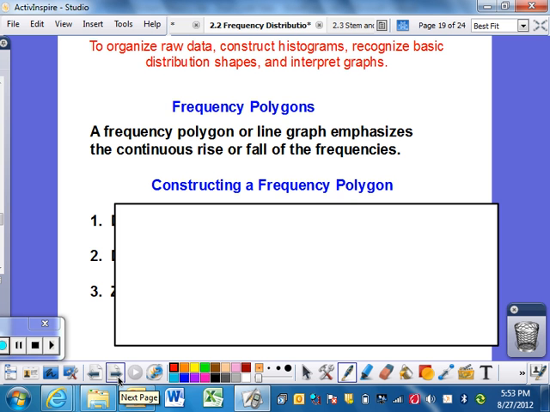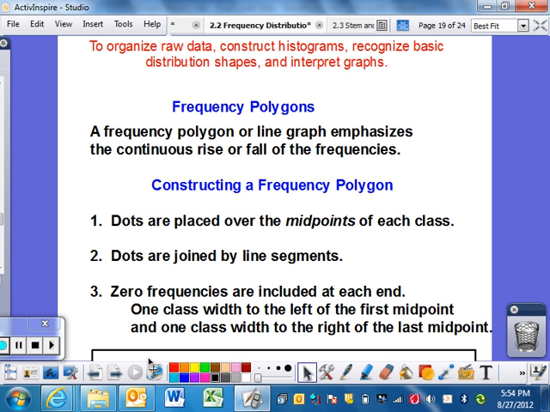Frequency polygons. Now I'm going to jump to a different example, so I know this might get frustrating. You take a class, and dots are placed over the midpoints. Instead of having your histogram with bars, you now have dots at the middle of each class, and you can imagine the bars are magically erased. It's just the dots left over. Over the midpoints of each class, the dots are joined by line segments. It almost looks like a line graph. The only difference is that the 0 frequencies have to be on each end, where the next class to the left and the next class to the right would be.